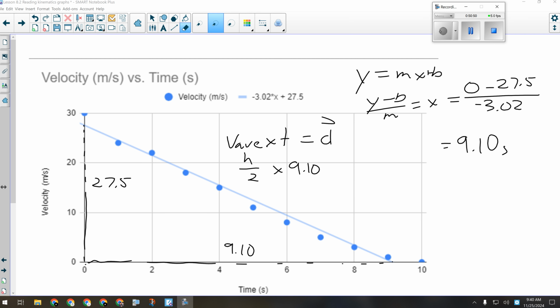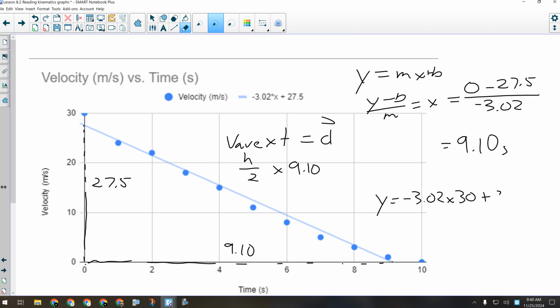Okay, we're looking for how fast it's going, or what its velocity is at 30 seconds. Am I solving for y or x? Solving for y, because velocity is on the y-axis. So I'm just plugging in my numbers here. That's going to be negative 3.02 times 30 seconds, plus 27.5.